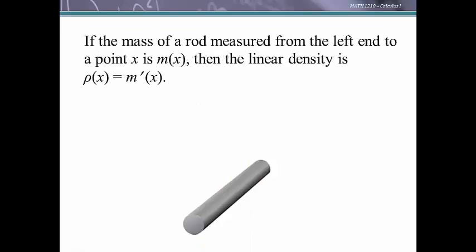If the mass of a rod measured from the left end to a point x is m of x, then the linear density is rho of x, and that is the derivative m prime of x. So if we integrate from a to b of this rho of x, we have the change in mass, m of b minus m of a.